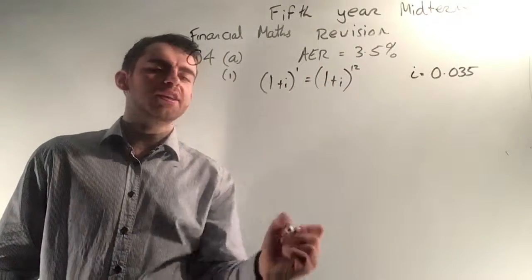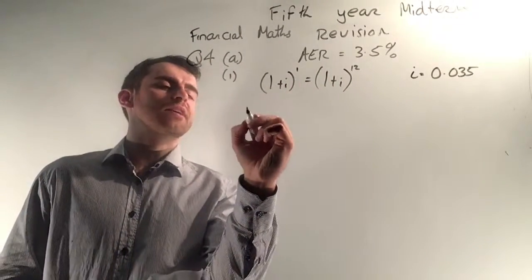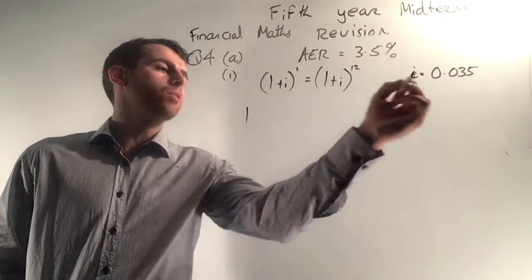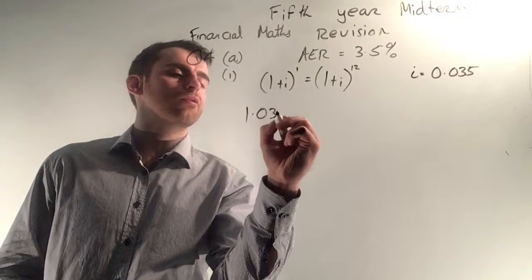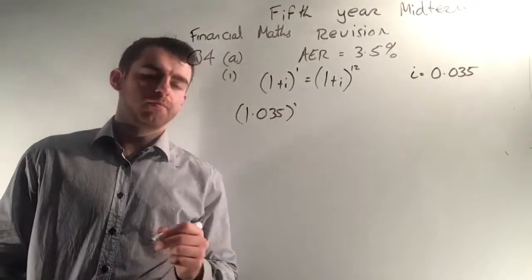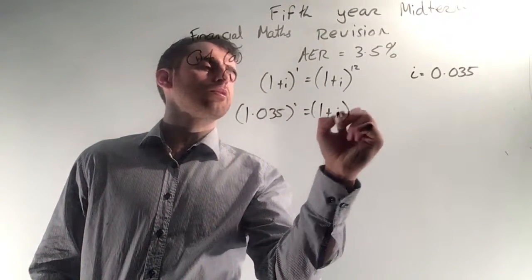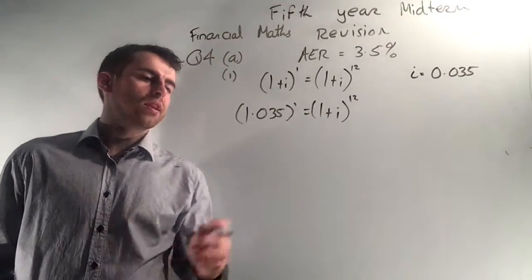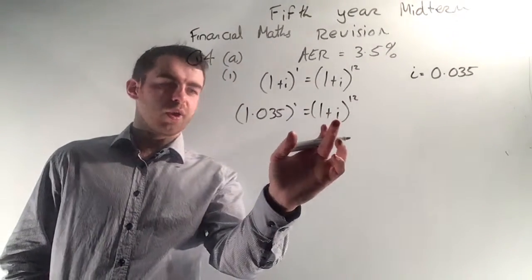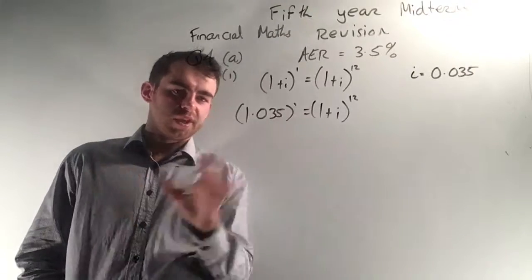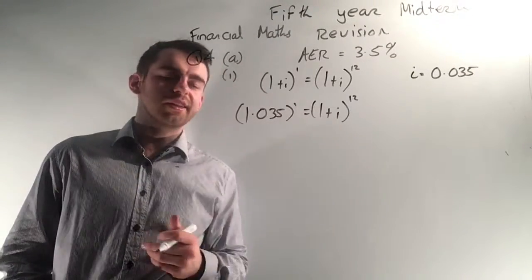If I'm using all the annual interest rates on the left-hand side, that means I could say that the annual interest rate is 1 plus this, which is 1.035 to the power of 1. The annual interest rate to the power of 1 will be equal to the monthly interest rate to the power of 12. Now clearly the monthly interest rate is what the question was asking, so from here on out this is just algebra. I'm just trying to isolate the i.